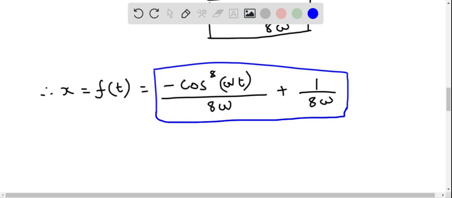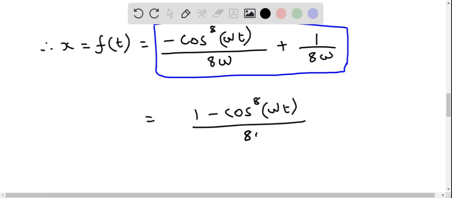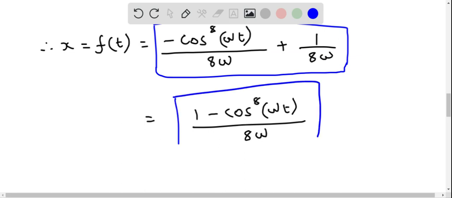Or else, since we have the common denominator of 8 omega, we can combine and rewrite this, putting the 1 in front. So it is 1 minus cos power 8 omega t, all over 8 omega. So we can consider this as the final expression for the position function in terms of t.